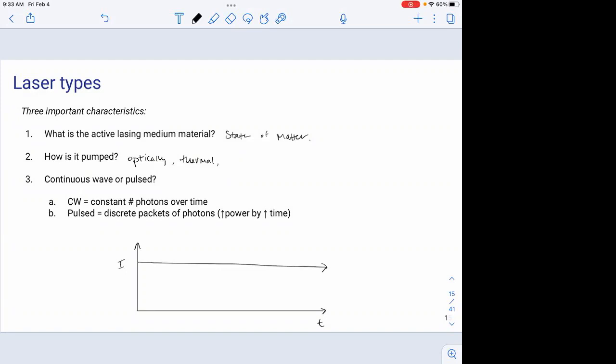The other option you have is a pulsed laser. So you have discrete packets of photons that are emitted on a frequency that you can choose usually. So it would look something like this. Over time, you would have really discrete but high power, high intensity packets of photons that are being emitted by your laser.